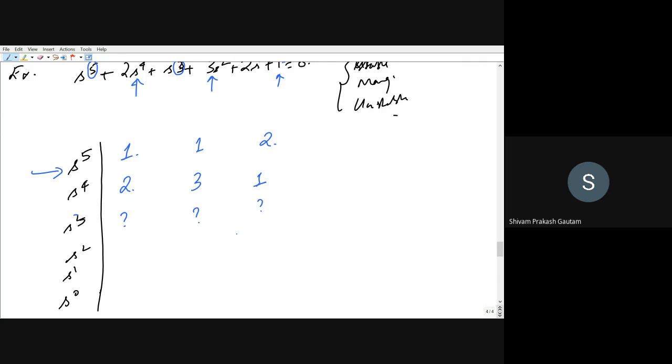Let us say that this is equal to a, this is equal to b, and this is equal to c term. So a will be equal to 2 into 1 minus 3 into 1 divided by 2. That means a will be equal to 2 multiplied by 1 minus 3 multiplied by 1. So this will be equal to our a term.